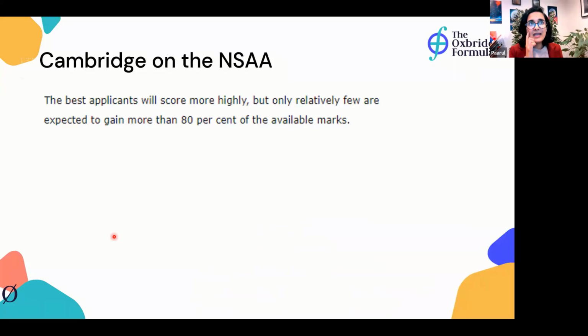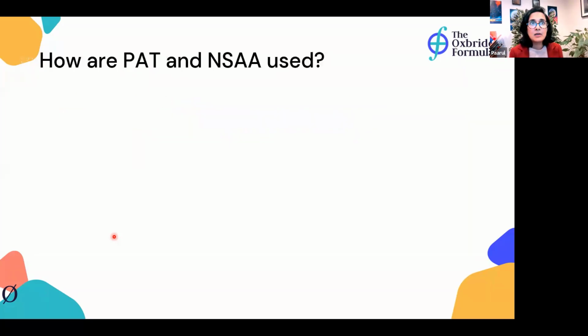So just to say on the NSAA, this is what Cambridge say about the NSAA. The best applicants will score more highly, but only relatively few are expected to gain more than 80% of the available marks. So in contrast to A-level, if you're thinking of Oxbridge, you're A-star candidates, hopefully going to get 80% in your A-levels. But in the NSAA, because of the sheer time pressure, they're not expecting as many people. They're saying only the very, very best will get 80%. So again, emphasizing that it is a tricky exam.